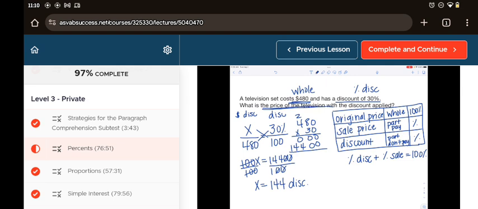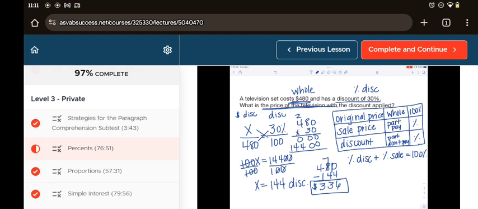Remember, it's asking me for the price, the part that we pay. So what am I going to do to find that price? I'm going to subtract 480 minus 144. So 10 minus 4 is 6, 7 minus 4 is 3, and 4 minus 1 is 3. So the price here is $336. Is this the part that they pay? Yes, which means we got this right.